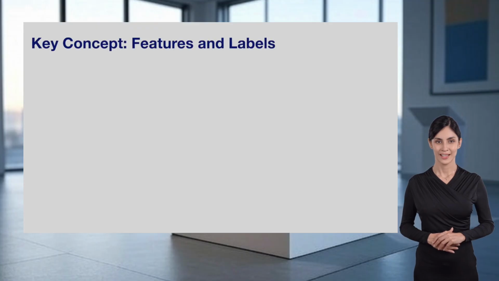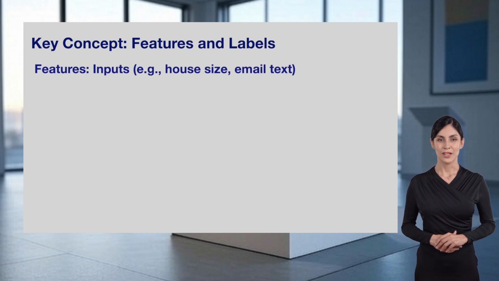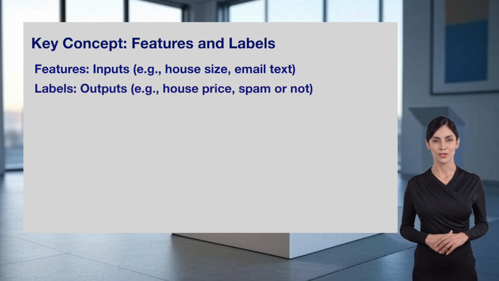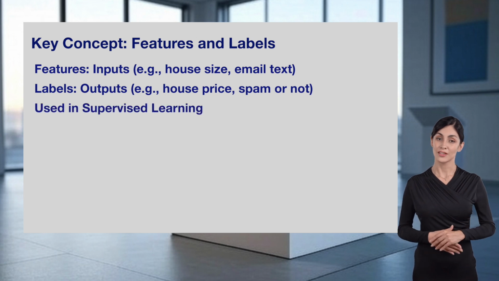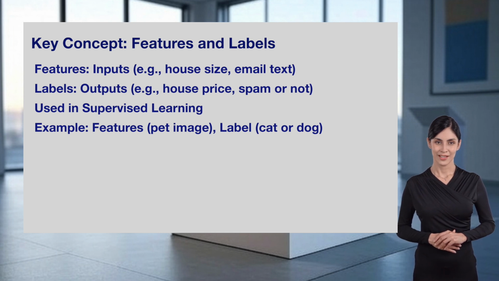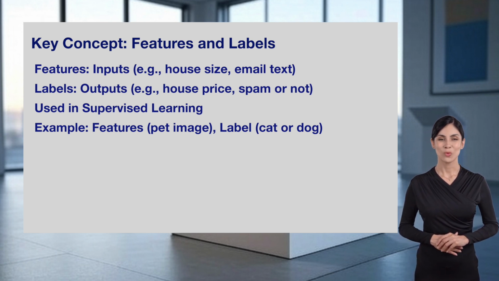Let's talk about a key concept in machine learning: features and labels. Features are the inputs we give the model, like the size of a house or the text of an email. Labels are the outputs we want to predict, like the house price or whether the email is spam. These are used in supervised learning to teach the model. For example, in our cat and dog demo, the features were the pet images, and the labels were cat or dog.